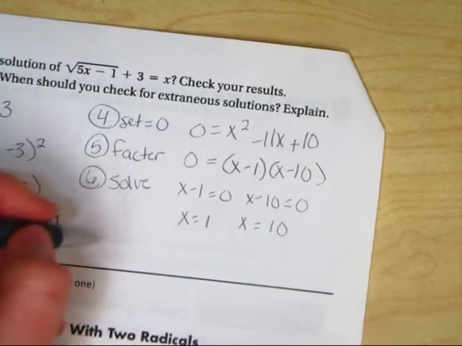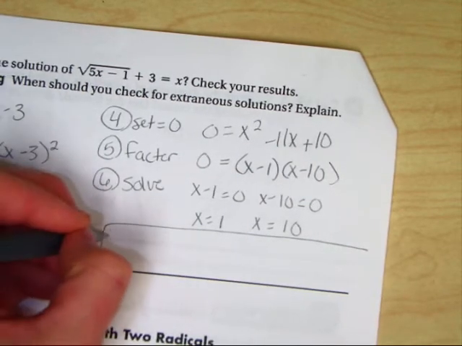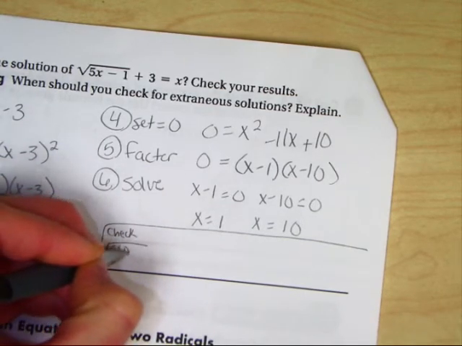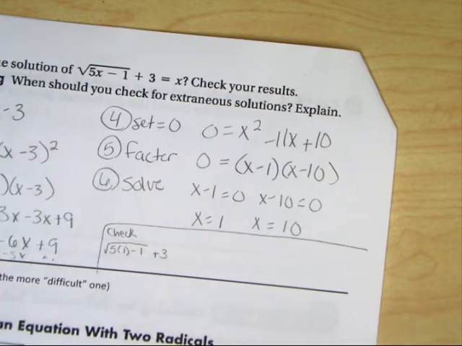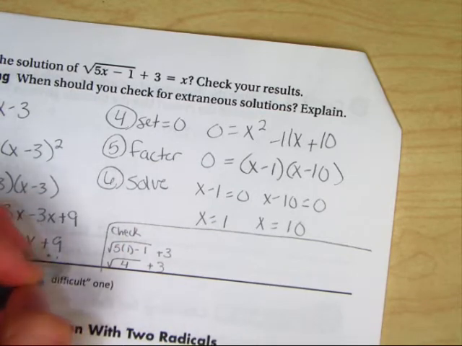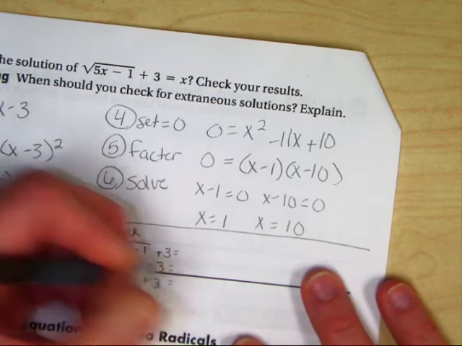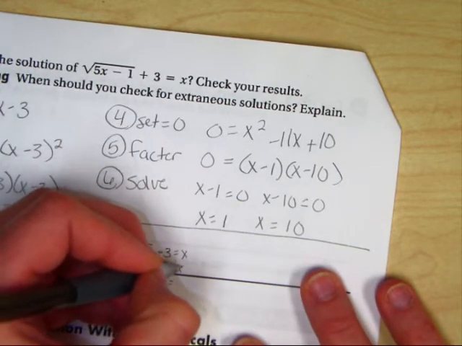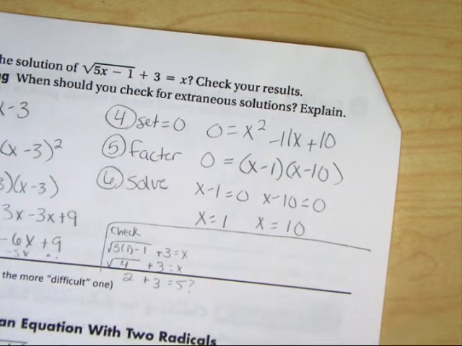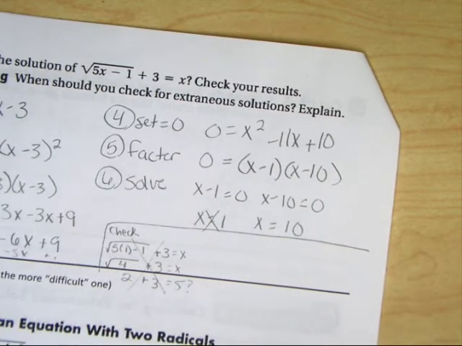Now you need to do your check. Let's check 1. The square root of 5 times 1 minus 1 plus 3 is the square root of 4 plus 3. The square root of 4 is 2 plus 3, and we need that to equal, it says up here, we need it to equal the x that we had. So does 2 plus 3 equal the x that we have? No. 2 plus 3 equals 5. Therefore 1 is not a solution.